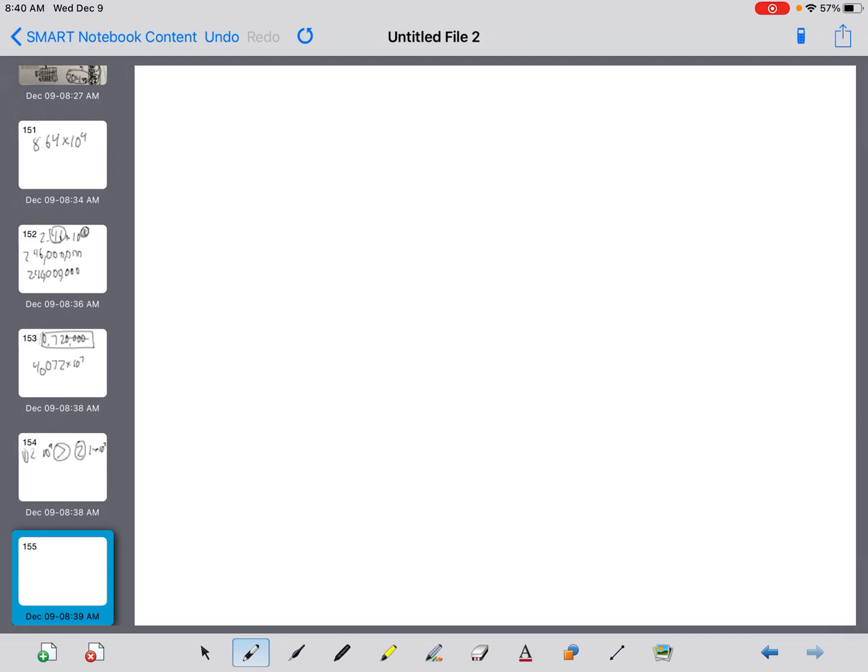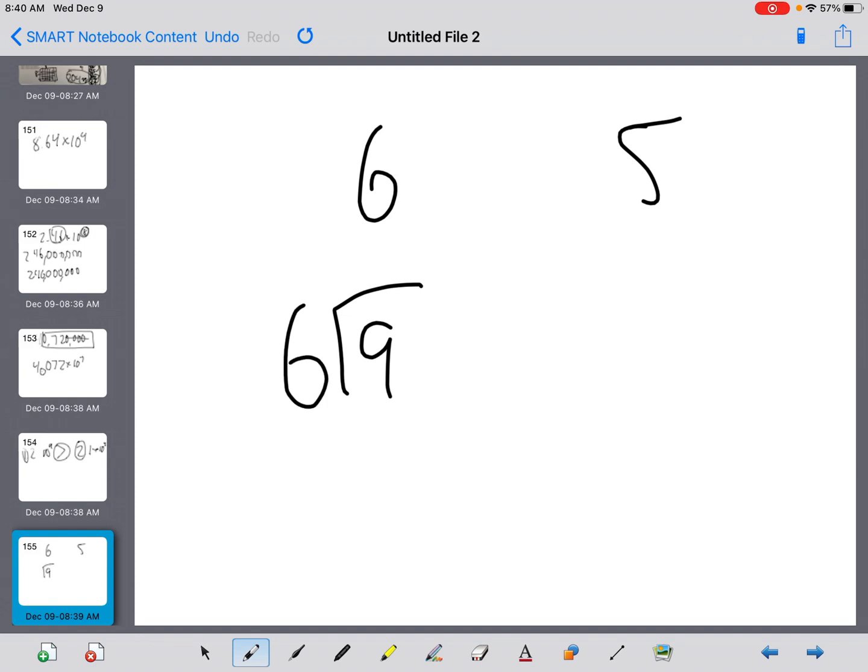It says the pattern on a soccer ball is hexagons and pentagons. If the perimeter of the hexagon is 9, what is the perimeter of the pentagon? So guys, we have a 6-sided thing and a 5-sided thing. The perimeter is 9. I have to divide it by the 6. It goes in there one time.